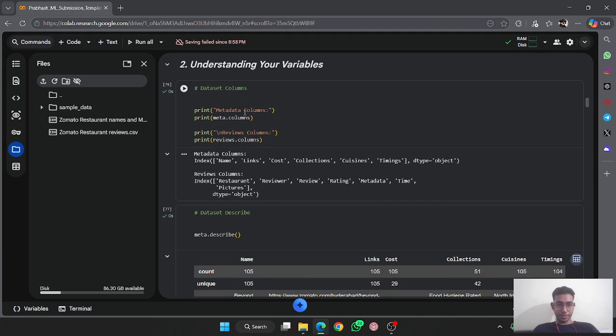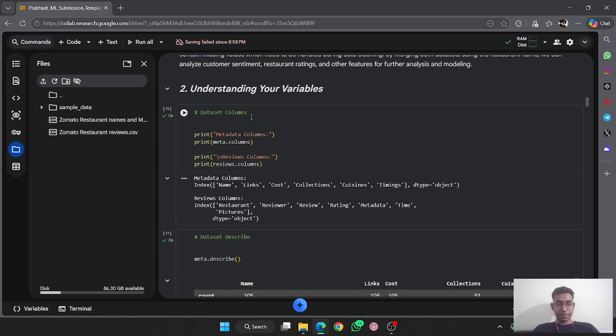Understanding your variables. This section describes the variables present in the dataset, such as restaurant name, review text, rating, cost, reasons, and timing. Understanding these variables helps identify which features are useful for analysis and the machine learning model.